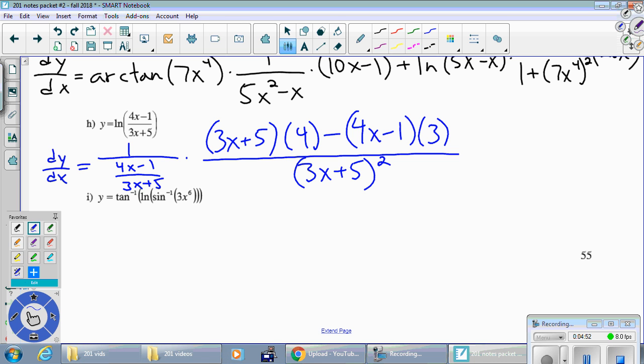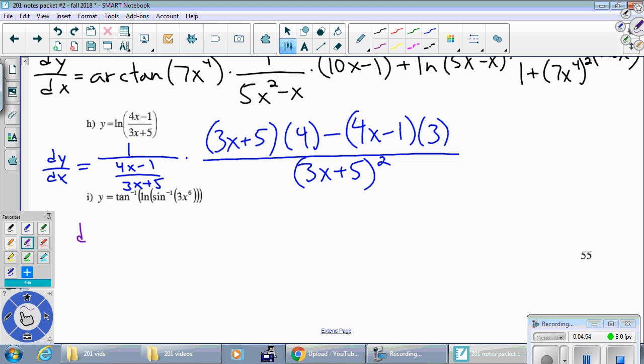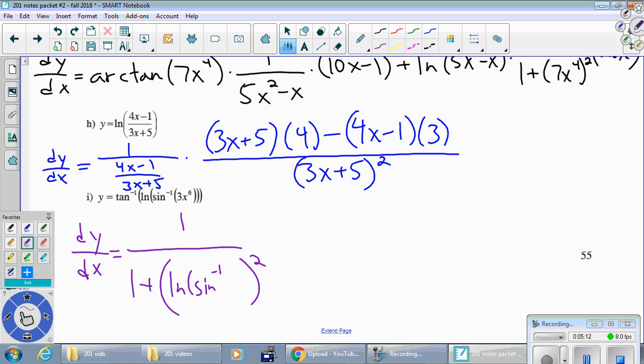Okay, and then finally I, dy/dx equals. Okay, this one has lots of nested chain rules, but we can handle it. Starting with the outermost function, that's inverse tan of stuff. Inverse tan of stuff becomes 1 over 1 plus the stuff squared. Stuff in this case is ln of inverse sine of 3x to the 6th. But then times the derivative of the stuff, and now the stuff is starting here.